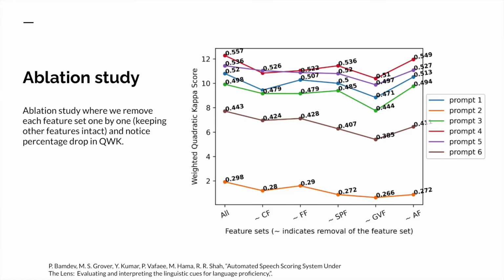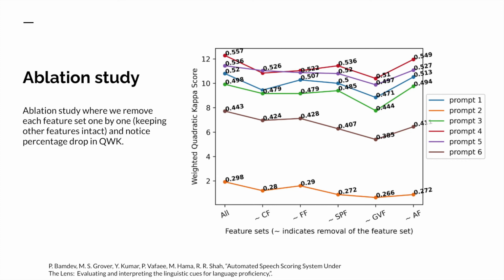Individual feature importance does not capture the impact of each feature category. Hence, we perform an ablation study where we remove each feature set one by one and notice the percentage drop in quadratic kappa. On removing content features, prompt 1, 2, and 4 displayed a drop of 6% in quadratic kappa, while only a 4% drop was noticed in prompt 3 and 6. Prompt 5 seems to be least impacted by content features. We believe this is because the prompt is relatively more open-ended and highly dependent on individual opinion.